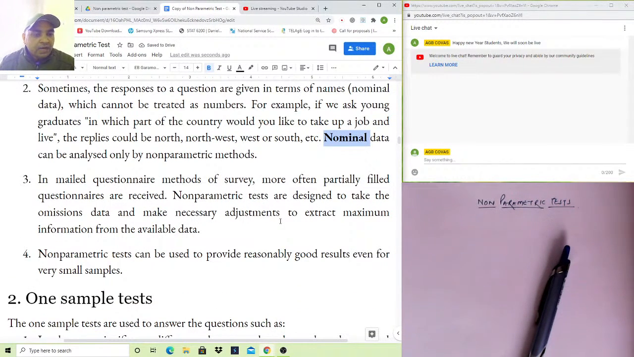Then, in the mailed questionnaire method of survey, more often partially filled questionnaires are received, and non-parametric tests are designed to take the omitted data and make the necessary adjustment to extract the maximum information available from the data. So when you have missing data, these non-parametric methods of testing will be rather better as compared to parametric ones.